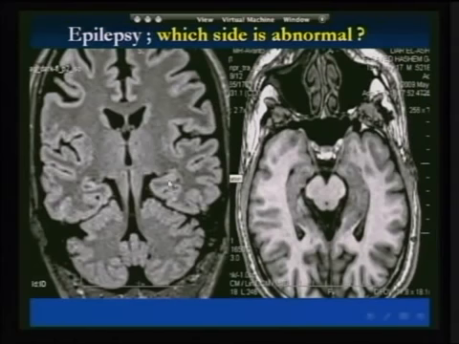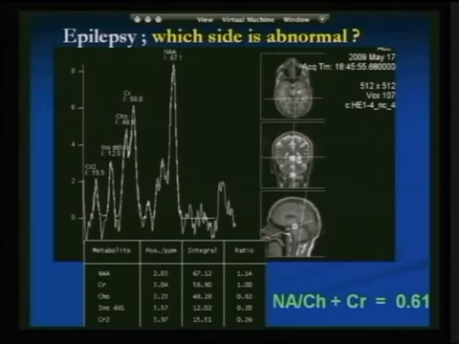On the FLAIR coronal oblique thin cuts, both are symmetric. And on the 3D T1 gradient, both are more or less symmetric. Again, which side is the abnormal one? Just proceed to spectroscopy, and we use this ratio, which is the NAA over choline plus creatine.